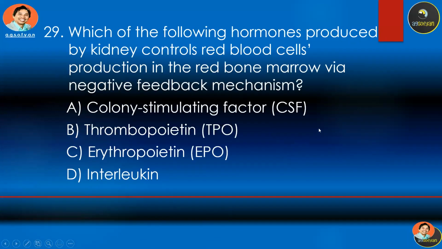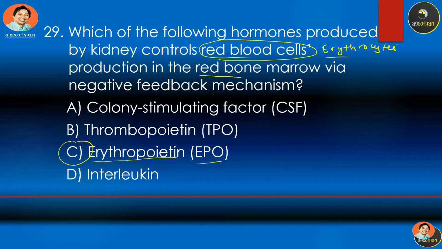Which of the following hormones produced by kidney control red blood cell production in red bone marrow via negative feedback mechanisms? A, B, C, or D? Again, red blood cell. Okay, so red blood cells, you have to know the scientific name, which is erythrocyte. So erythrocyte is a scientific name for red blood cell. So the hormone that increases red blood cell production will be erythropoietin or EPO. It's produced by kidney.